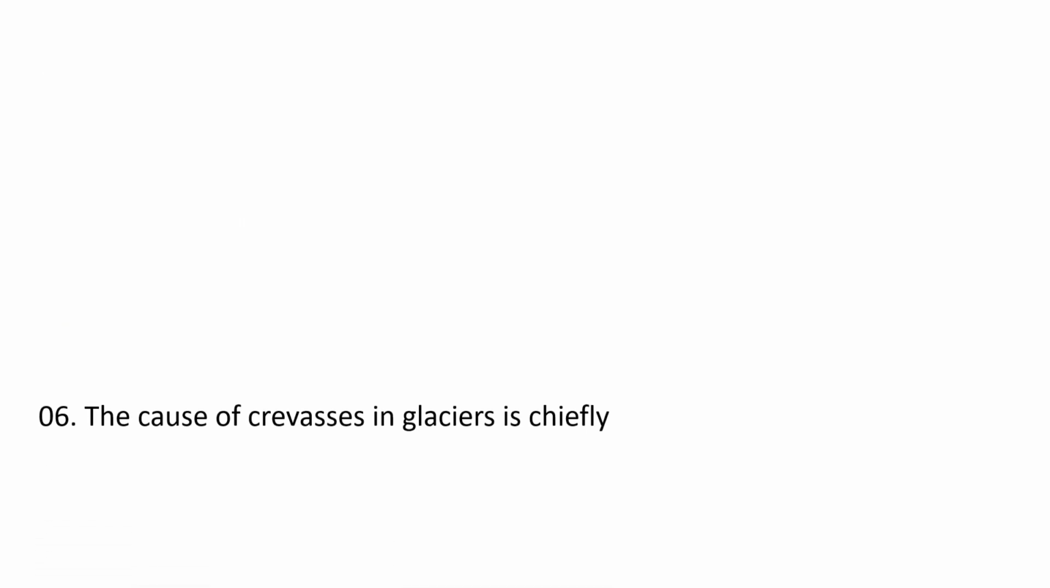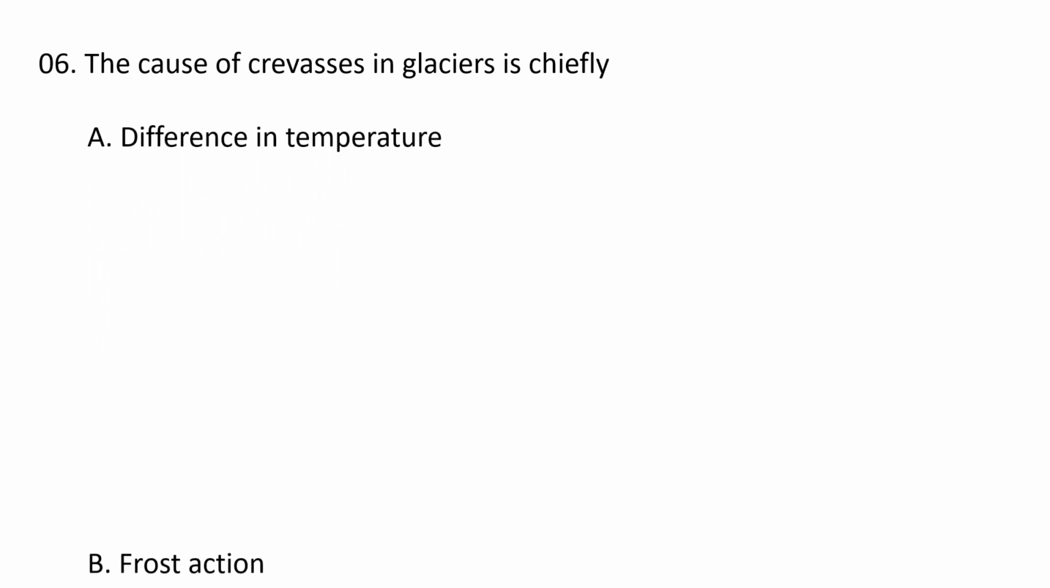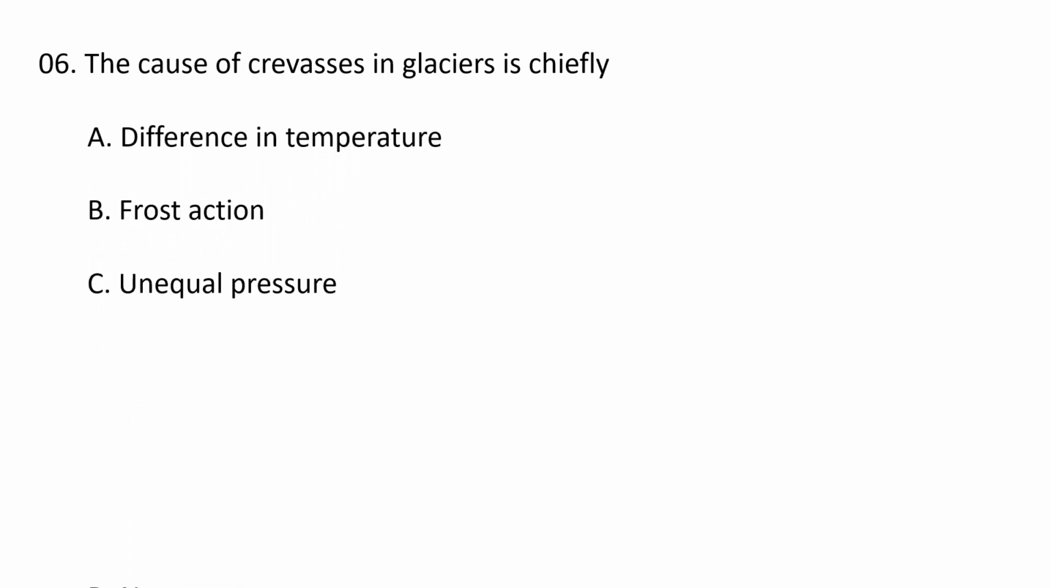Next question. The cause of crevasses in glaciers is chiefly: A. difference in temperature, B. frost action, C. unequal pressure, and D. none of the above. The cause of crevasses in glaciers is chiefly unequal pressure or unequal stress. A crevasse is a crack in the surface of a glacier which is caused by extensive stresses within the ice. For example, it can be caused by stretching if the glacier is speeding up as it flows down the valley, and crevasses can also be caused by the ice flowing over bumps or steps in the bedrock. So C, unequal pressure, is the correct option.